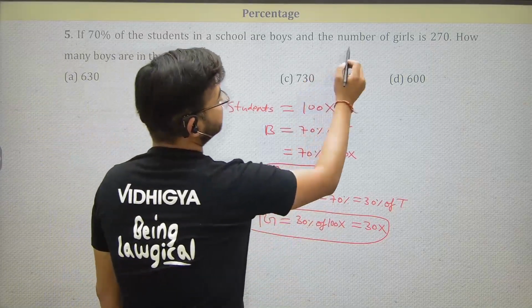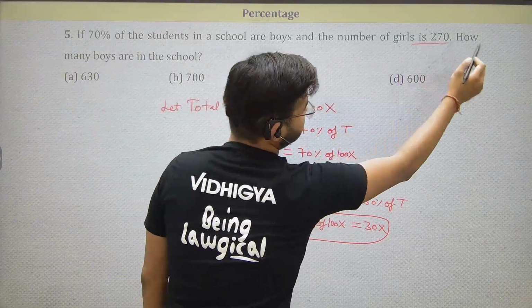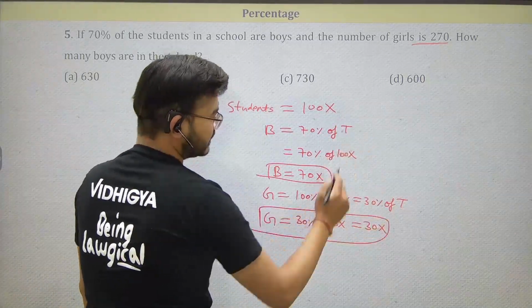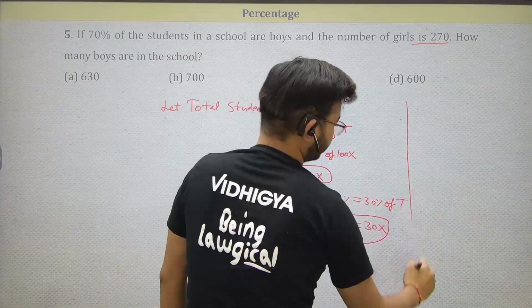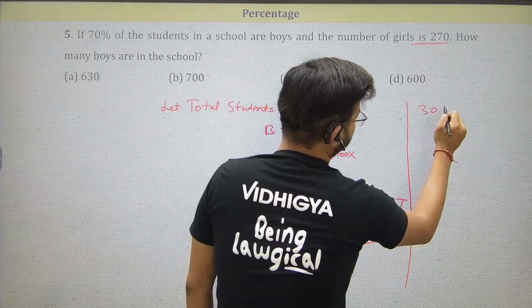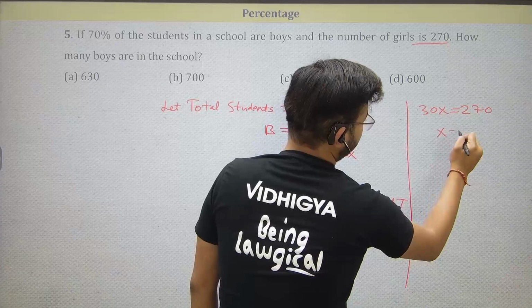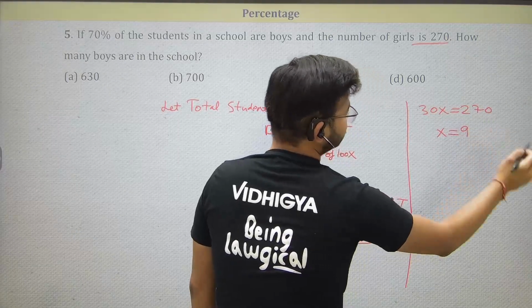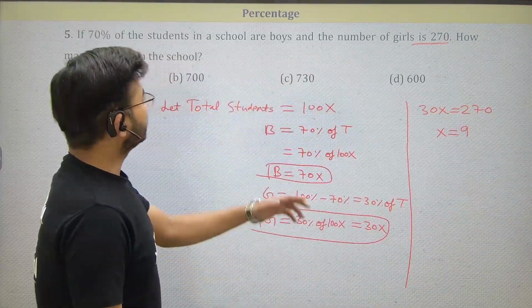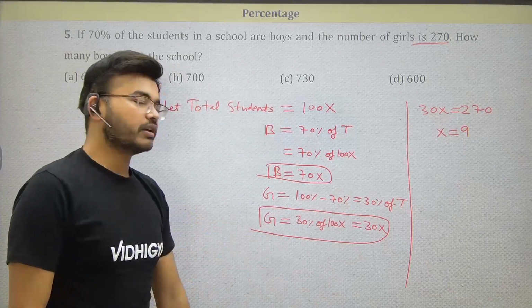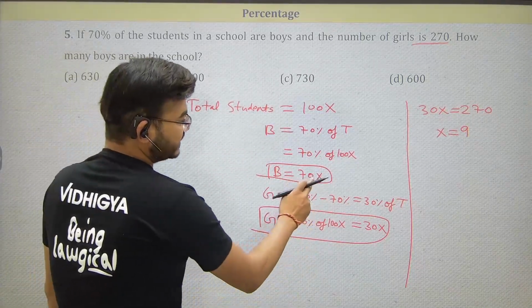Now here it is given that the number of girls is 270. That means the value of 30x is given to us. It is 270. So simply we will write 30x equals 270. So that means x will be equal to 9. Now we are asked how many boys are in the school. So boys are 70x.